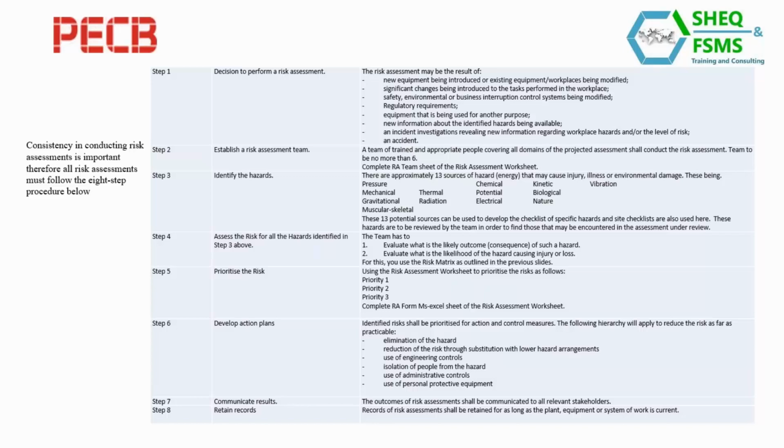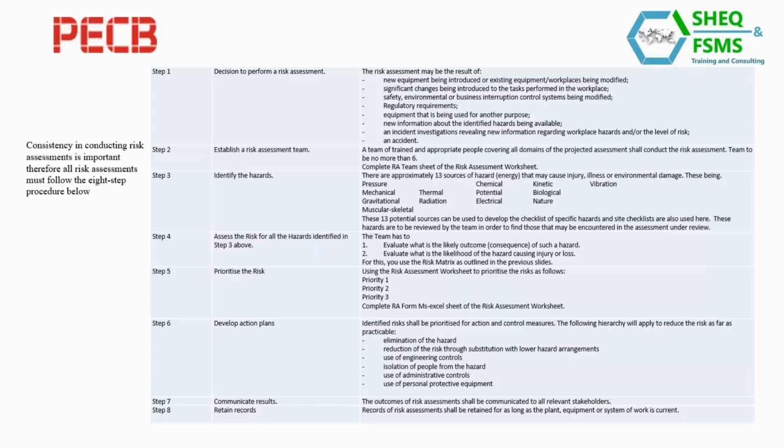Step 6, develop action plans. Identified risks shall be prioritized for action and control measures. The following hierarchy will apply to reduce the risk as far as practicable: elimination of the hazard, reduction of the risk through substitution with lower hazard arrangements, use of engineering controls, isolation, use of administrative controls, use of PPE, personal protective equipment.